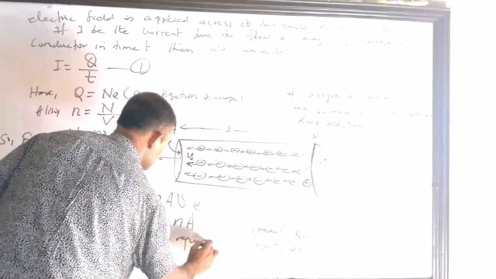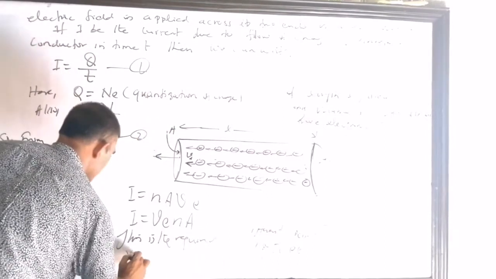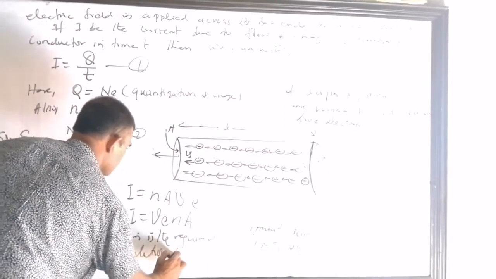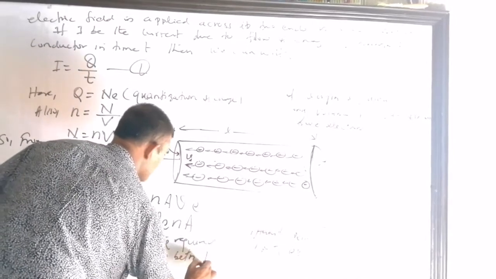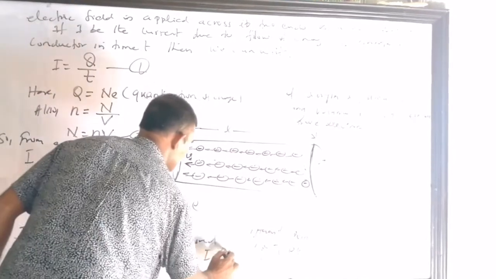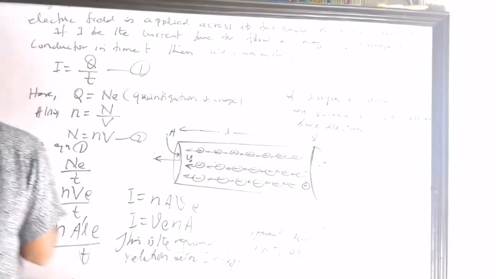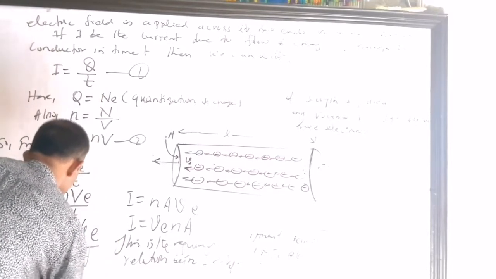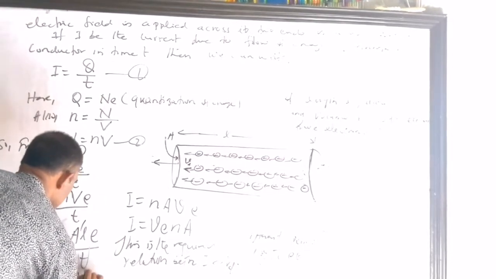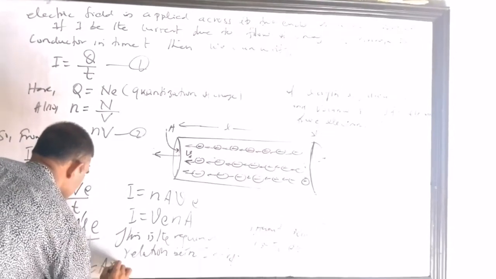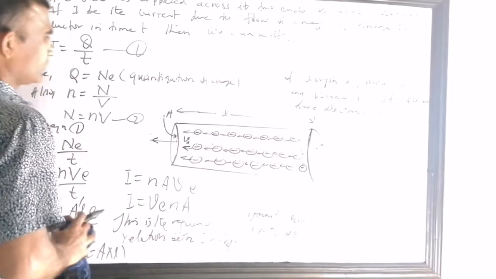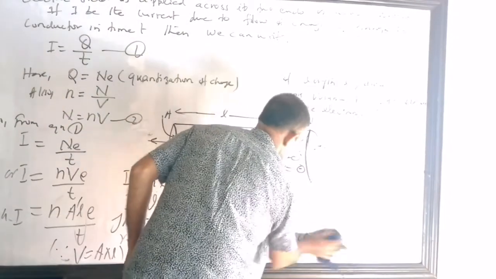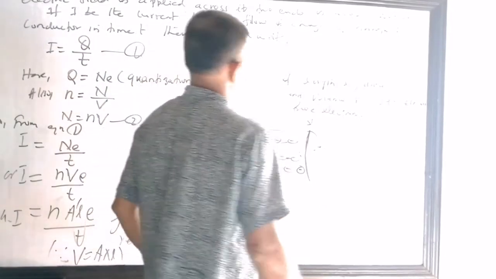So this is the required relation between current and drift velocity. Up to here you have to conclude. Of course you can go on writing this, and you can use the formula V equals area of cross section into length. So you do not give any excuse to the teacher to cut your marks.